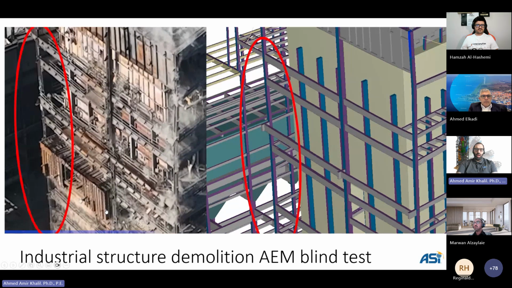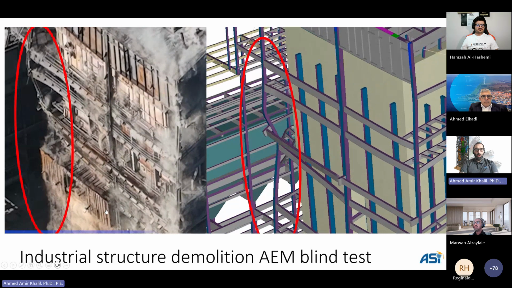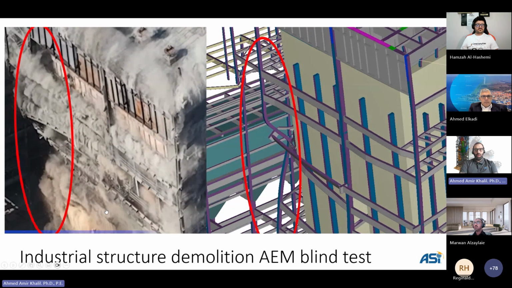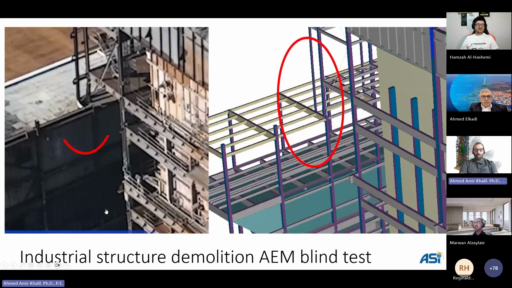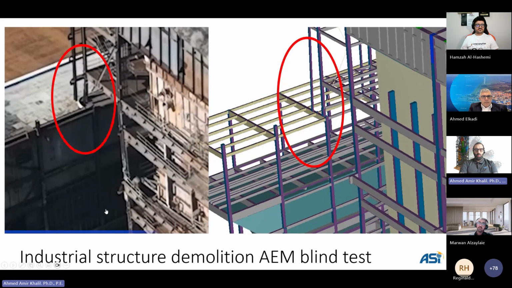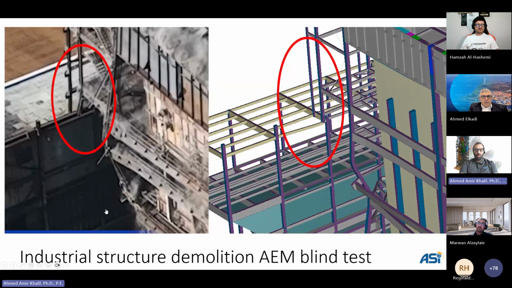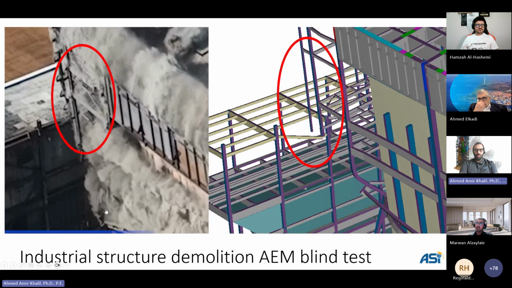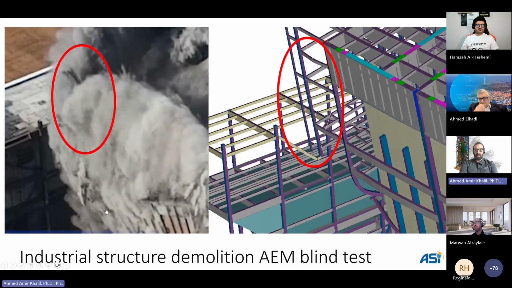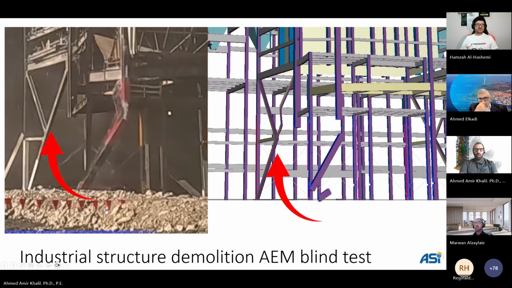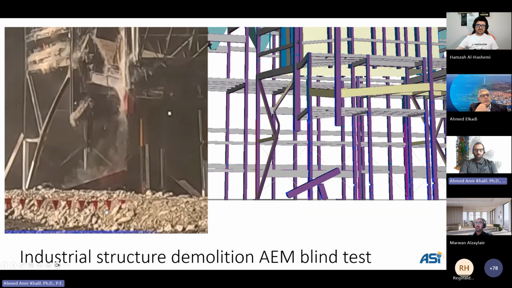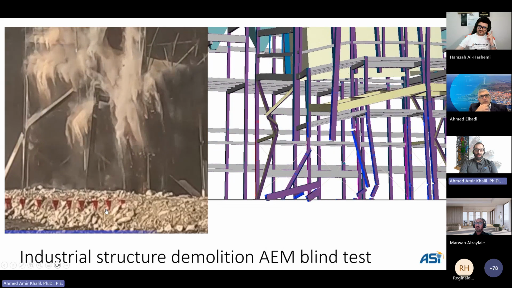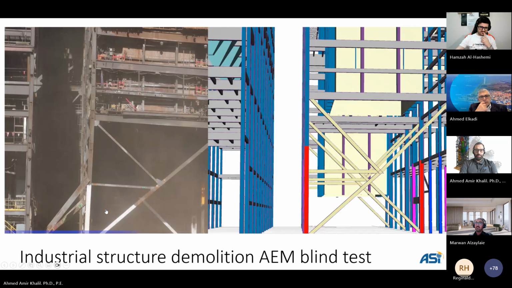I wanted to start from the end, just to show you what we can do now with the applied element method. This is real life modeling that was done in blind test mode, meaning that the pictures on the right were produced before the actual collapse of the structure that you see on the left.